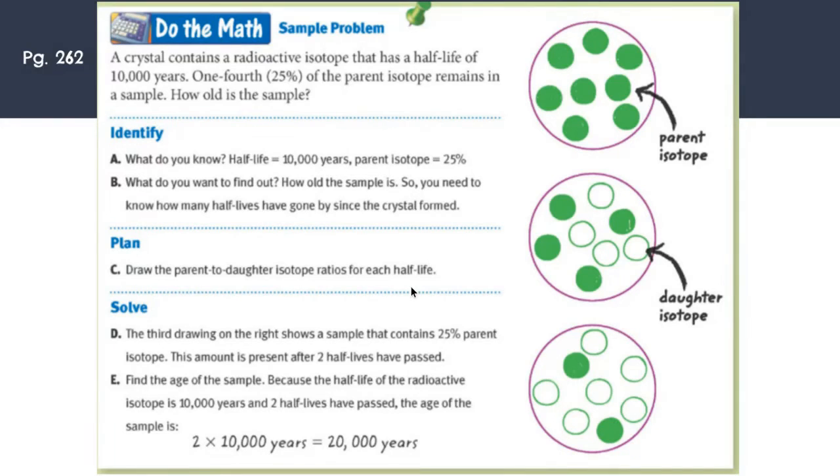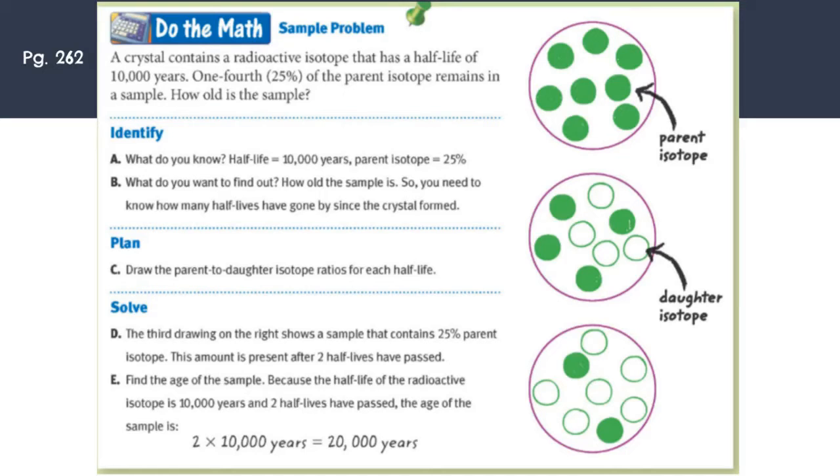It asks us to solve it. The third drawing on the right shows a sample that contains 25% parent isotope. This amount is present after 2 half-lives have passed. Find the age of the sample. Because the half-life of the radioactive isotope is 10,000 years and 2 half-lives have passed, the age of the sample is, you multiply 2, which is the number of half-lives, times 10,000, which is the number of years for each half-life. And you get that this rock sample is 20,000 years old.